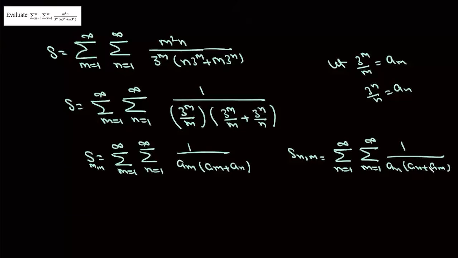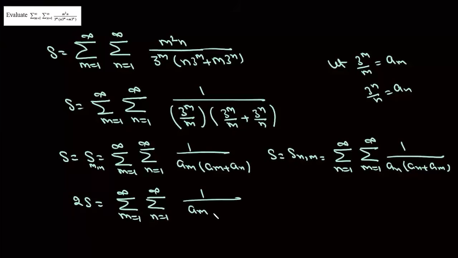Now we know that in summation, variables are just dummies. So basically this is s and this is also s. So if we add them, we can write 2s will be equal to the summation m varies from 1 to infinite, summation n varies from 1 to infinite. Now we'll take 1 upon am plus an common, and we'll get this as 1 upon am plus 1 upon an.